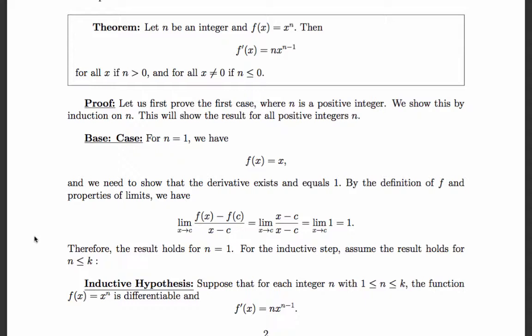So let's prove the case where n is a positive integer, and we'll do it by induction. Let's take the base case of n equals 1. We'll take the derivative of f of x equals x. It's pretty straightforward because once we apply the limit of secant slope, I just get x minus c divided by x minus c, which, so long as x is not c, is just 1. And the limit of 1 as x approaches c is, well, 1. Which is x to the 1, right? The derivative of x to the 1 is 1 times x to the 0, which is 1 times 1.